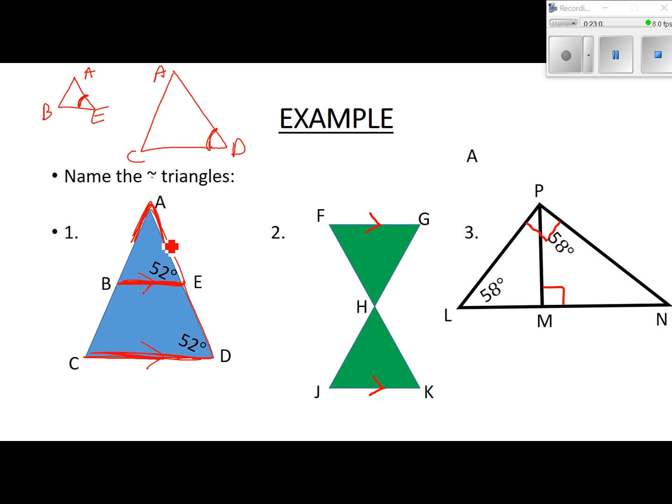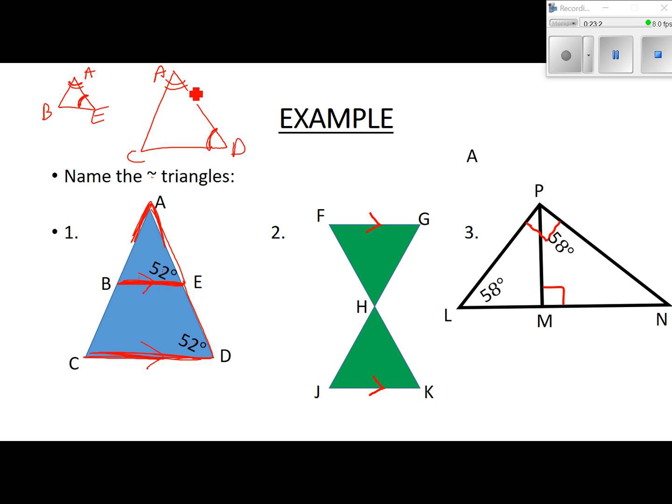So reflexive property, anything equals itself. So angle A has to be congruent to angle A in the other triangle. Well, that's enough to tell us that the two triangles are similar to each other.